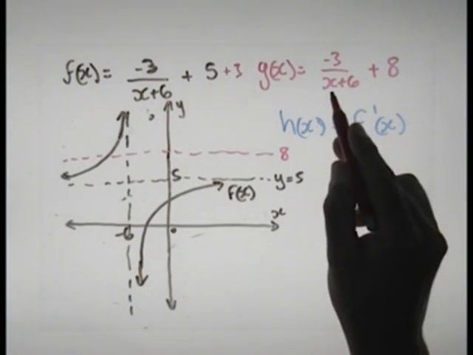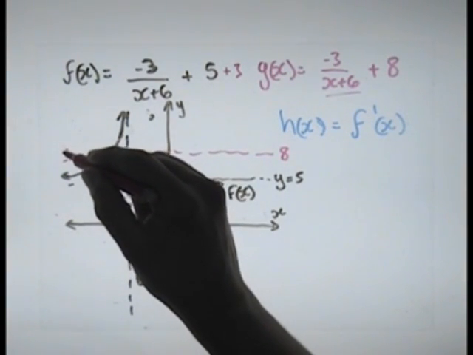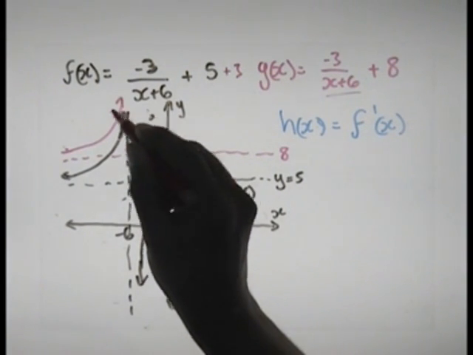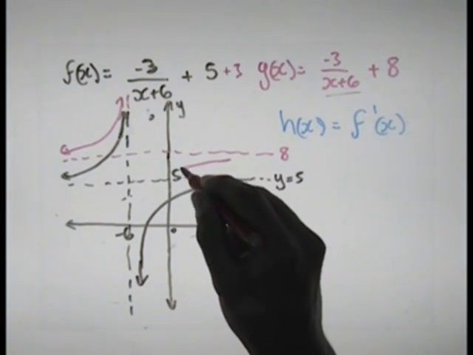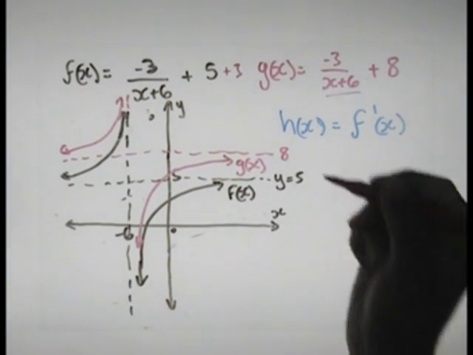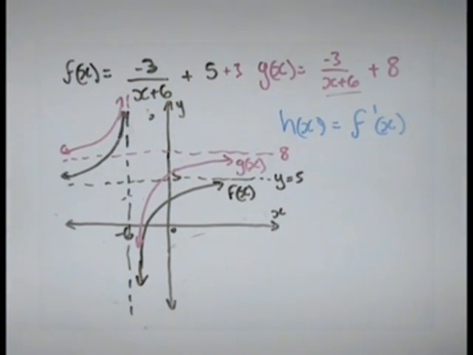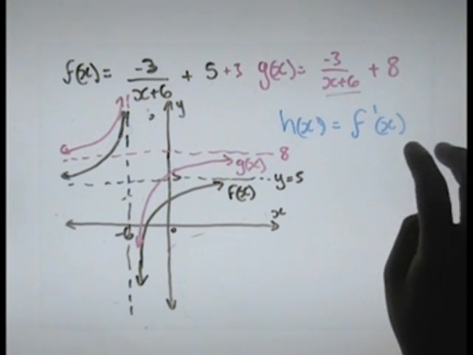It still has the same x asymptote, which means that the graph g of x is going to look like that, still the same asymptote, and that's the graph g of x. All it is, is the f of x graph shifted 3 units upward. The last one we are going to look at is the graph h of x, which is the inverse of f of x.